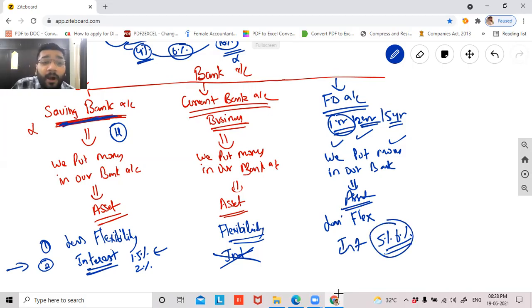Whereas in a savings bank account, there is no lock-in period. If you put 1 lakh rupees in the account, you can withdraw the next day also, or you can withdraw after 1 year, or you can withdraw after 3 years. There is no lock-in period. So the banker will always be in stress about when you will withdraw the money. That is why he's offering you less interest. To make FD look more lucrative, he's offering less interest for the SB account and more interest for the FD account. So all the three that I discussed are assets so far, guys.